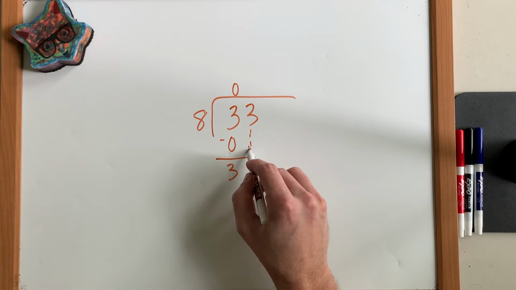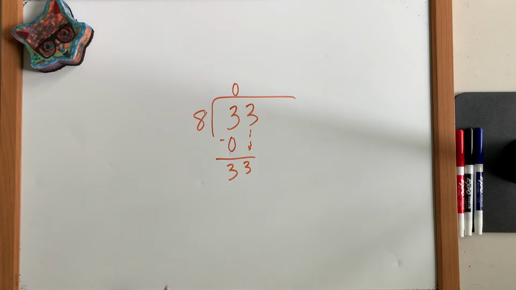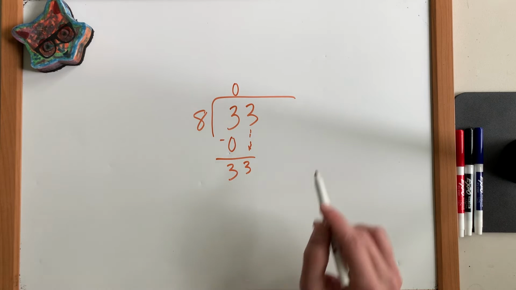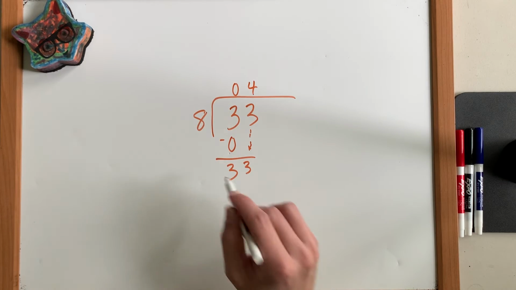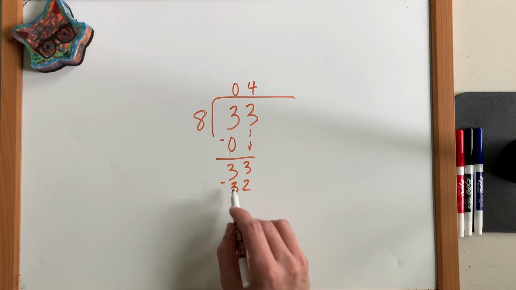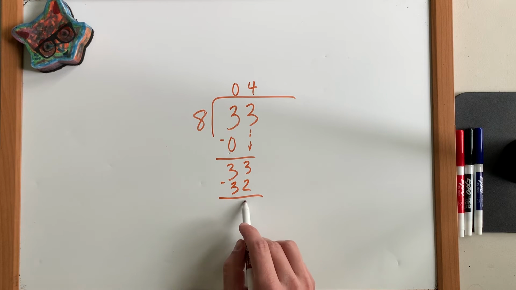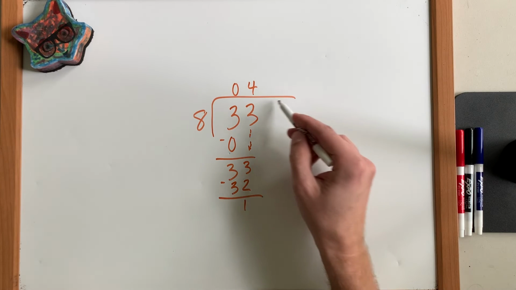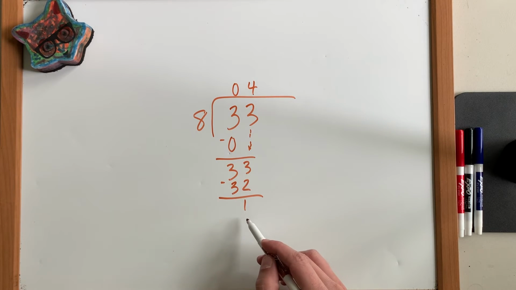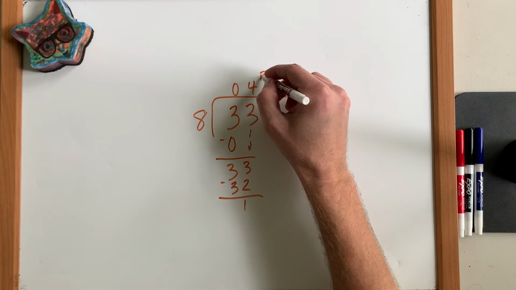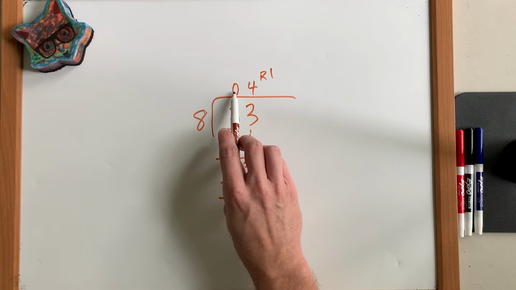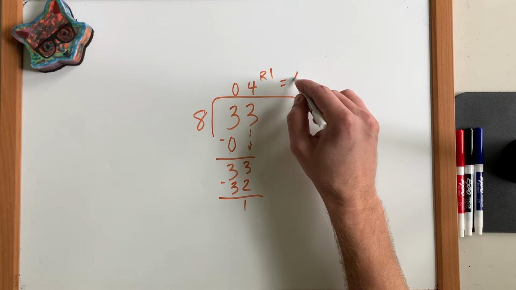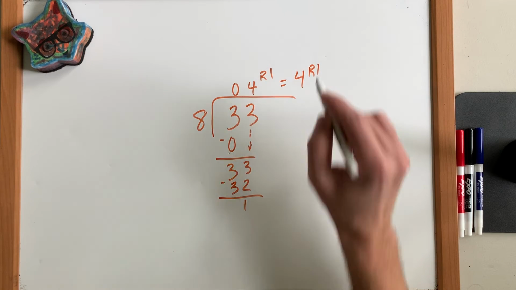And now we're going to bring down the next number. How many times does 8 go into 33? It goes in 4 times. Okay, 8 times 4 is 32. And when we subtract, we see that we have one number left over, but we have no other digits on the end. So that means we have a remainder of 1. And again, this 0 is just a placeholder. So we can take our answer and say 4, remainder 1.